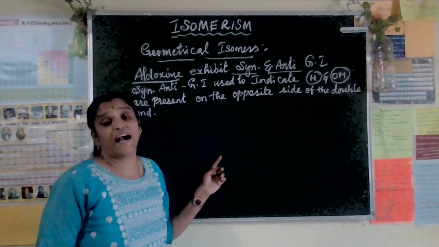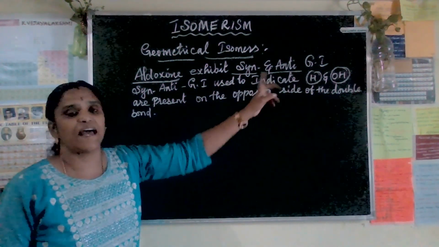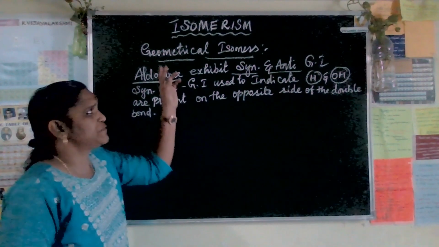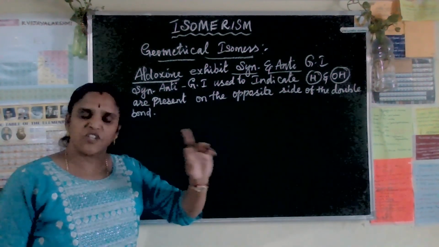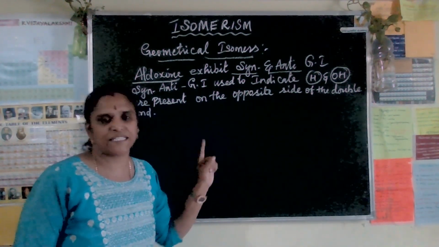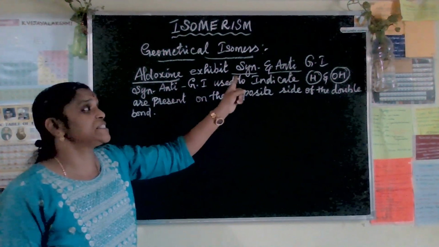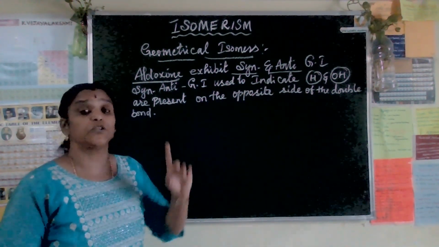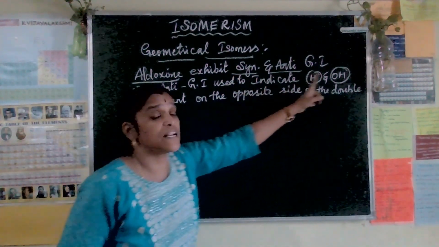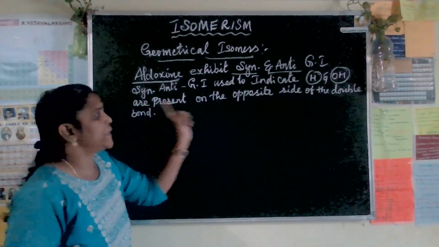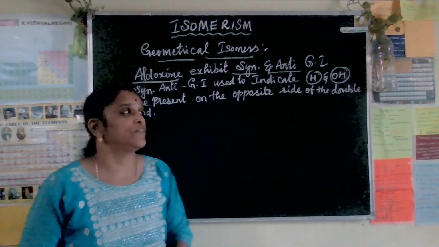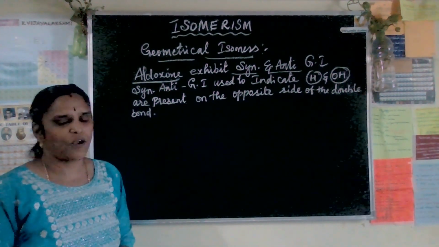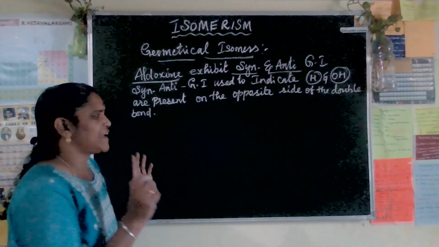The next isomer is syn and anti isomer. That is from geometrical isomer only. In geometrical isomer we have gone through cis and trans. The other one is syn and anti. Now, for what purpose are we using this? To indicate that hydrogen and hydroxyl groups are present on the opposite side of the double bond of the carbon. Now we can easily identify.